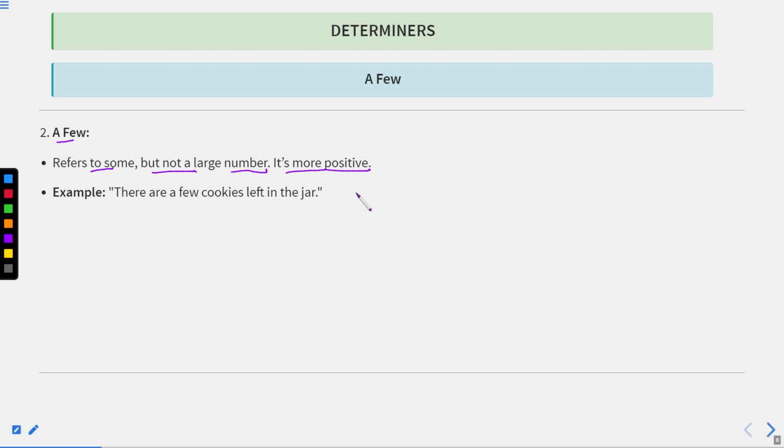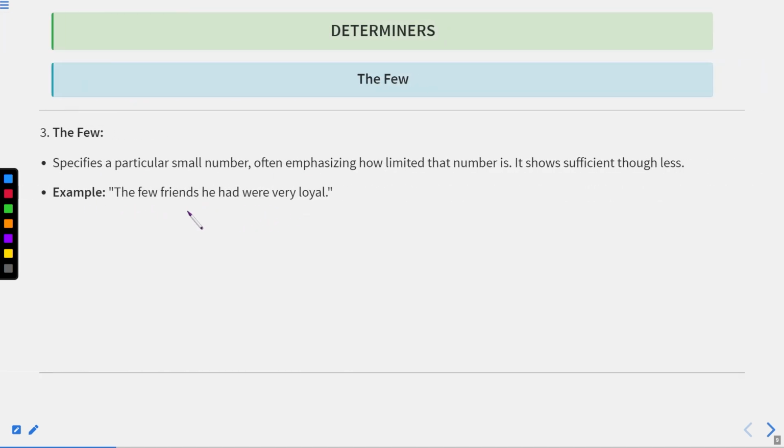Okay, so that is a few. There are a few cookies left in the jar. So a few means some cookies. Now let us move to the next one. The few specifies a particular small number, often emphasizing how limited the number is. It shows sufficient though less.